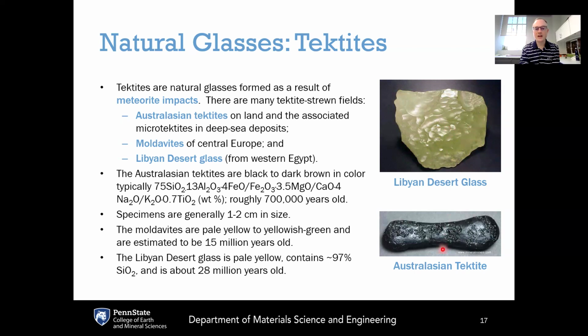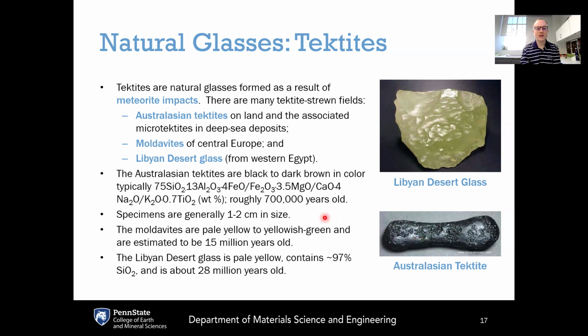Here is an Australasian tektite, which is very high iron, which is what gives it the black color here. In fact, the composition of these Australasian tektites is about 75% silica, high alumina again, but with an iron level that's about 4%. So this is very high iron. These are believed to be about 700,000 years old. The specimens that have been found around the world are about 1 to 2 centimeters in size.